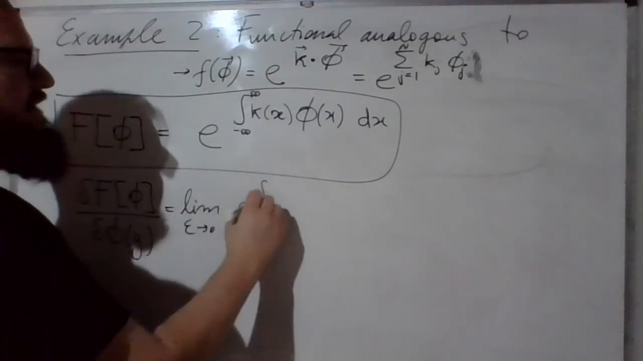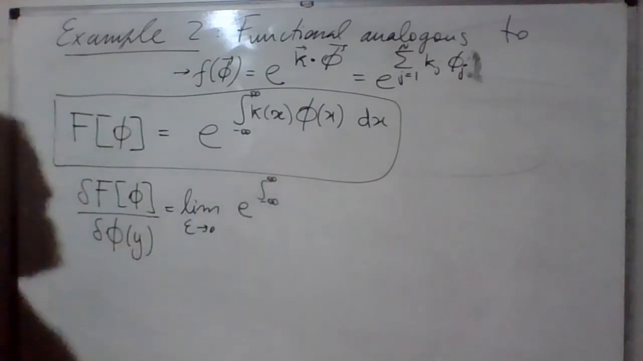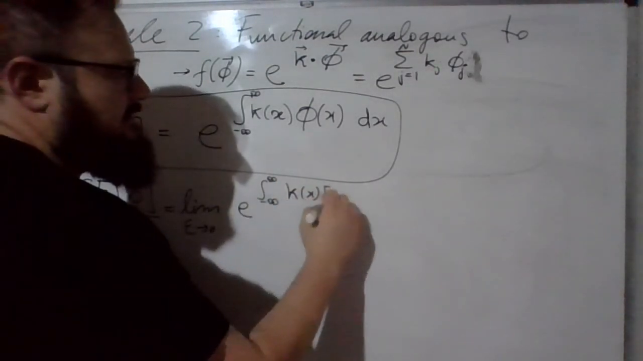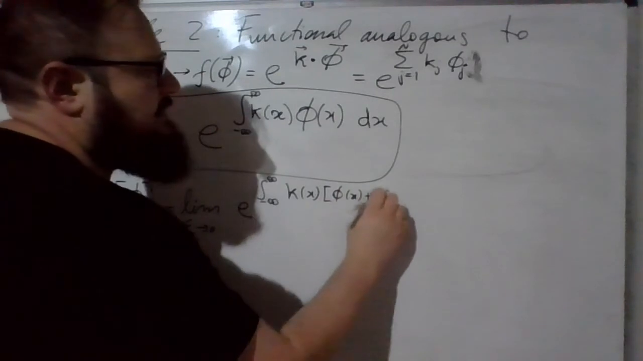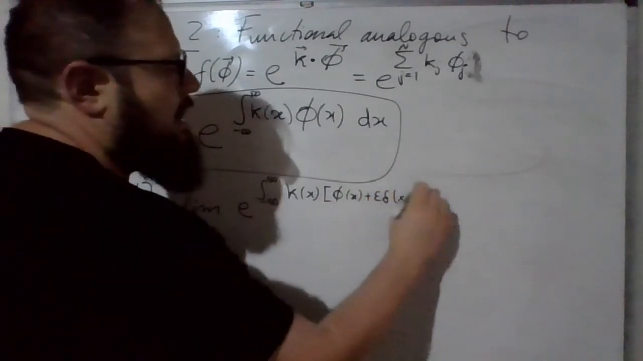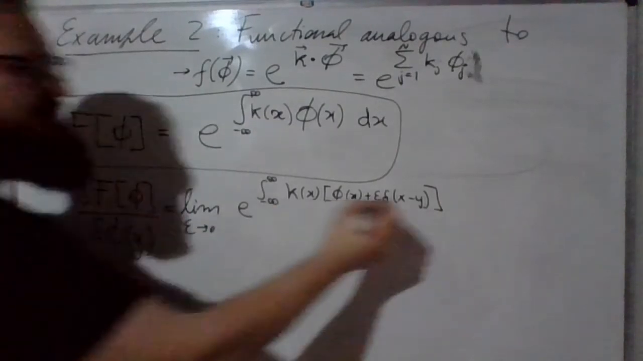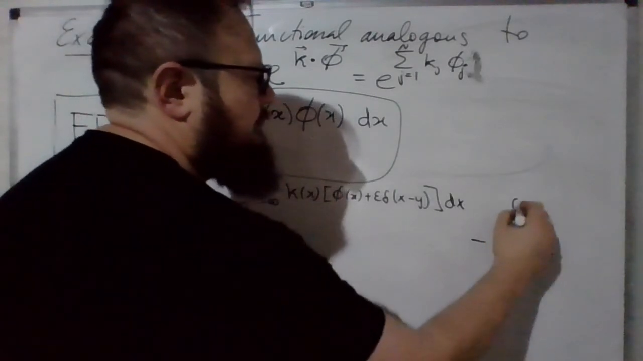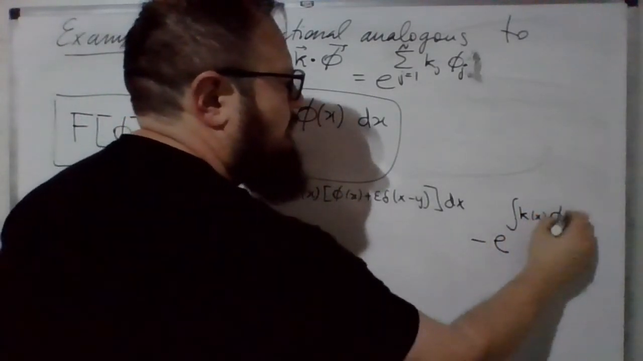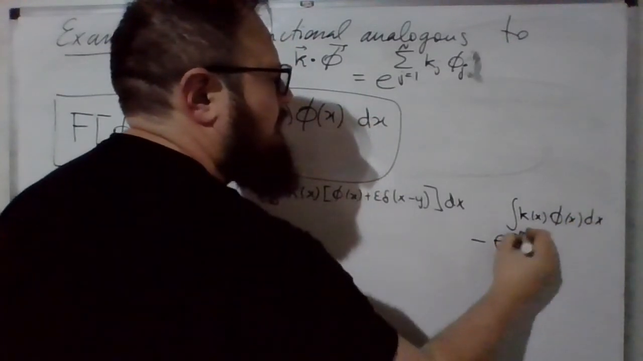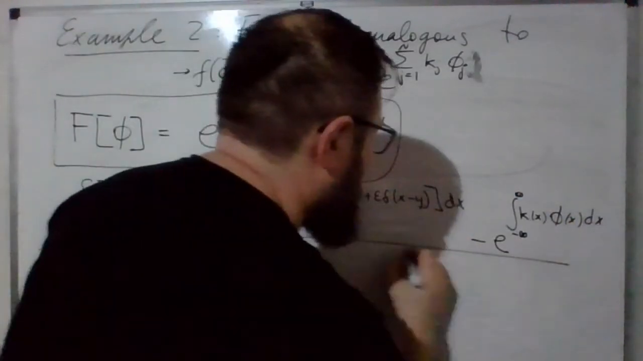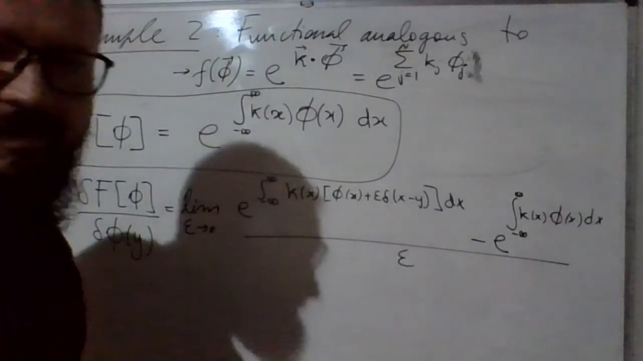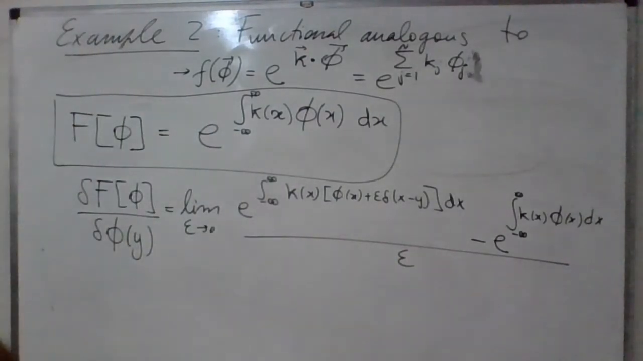The functional evaluated at k of x, phi of x plus epsilon Dirac delta of x minus y, integrated over dx, minus the original, and you need in the end to divide by epsilon. Okay, you need to divide by epsilon. This is the calculation we need to do using the definition.